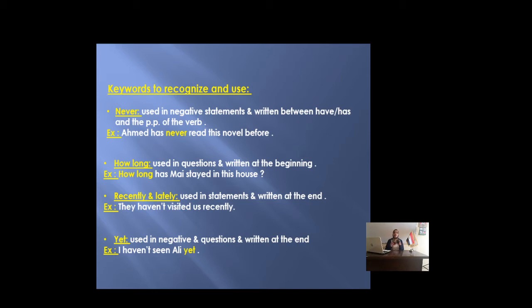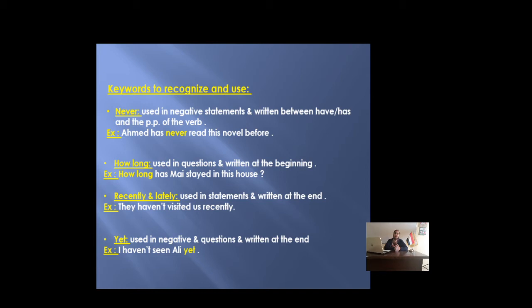Recently, lately, and yet. All three of them come at the end of the sentence, but they are very, very sad because of what? Because of this. So, recently and lately, they are used in the statement and written at the end. What do they mean? We have recently, it means that it's not from a very long period. For example, when I say they have invented mobile phones recently, what does it mean? It means that it's about 20 years, something like this.